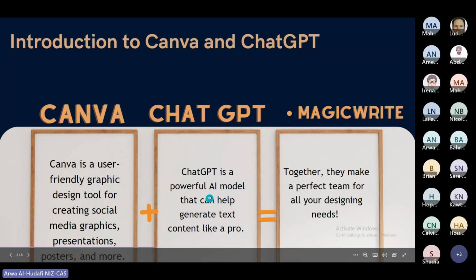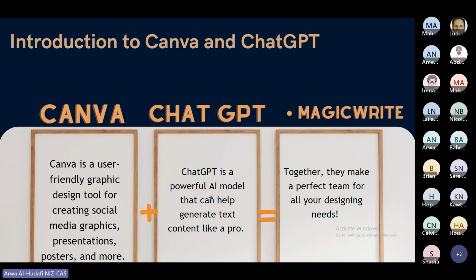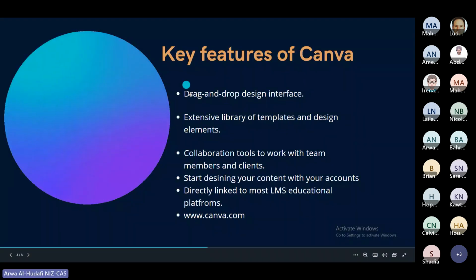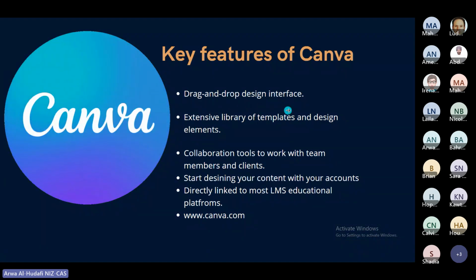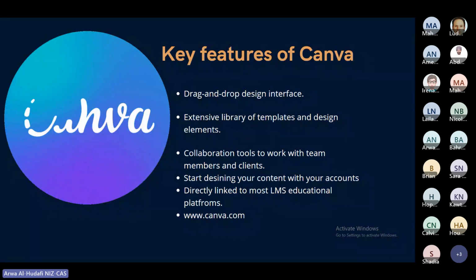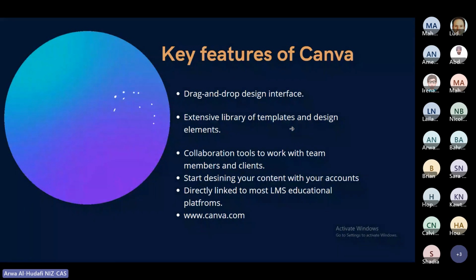So ChatGPT creates the content, the idea, or it gives the language, and Canva gives the design, the template for that. So they developed Magic Write for this purpose. Together, they make a perfect team for all your designing needs. Canva is known for its drag and drop design interface. It's really easy to customize the template, and it has billions of templates for various topics.